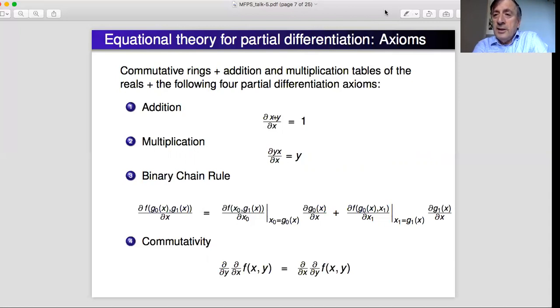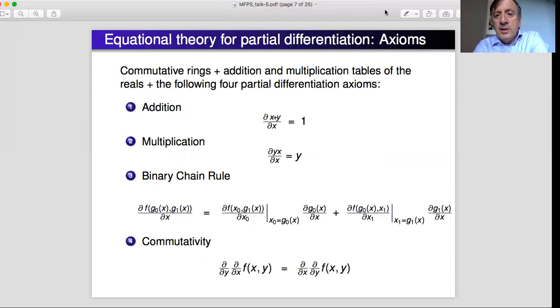The third thing is the chain rule for exactly one case, for the case of binary functions, f applied to g0 and g1 applied to x. And it's the usual chain rule that one has there. Originally I had the unary chain rule, but Sam Staton suggested I could get away with the binary one, and I'm grateful to him for that suggestion. So let's see some consequences of these axioms.